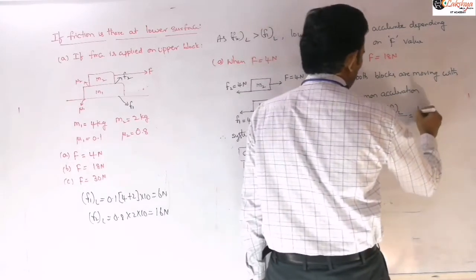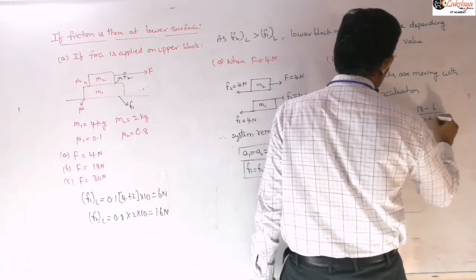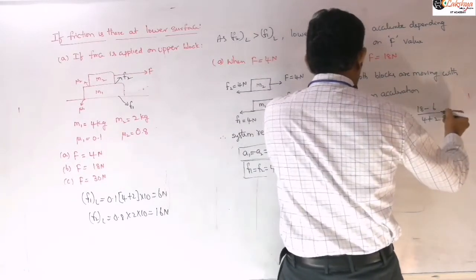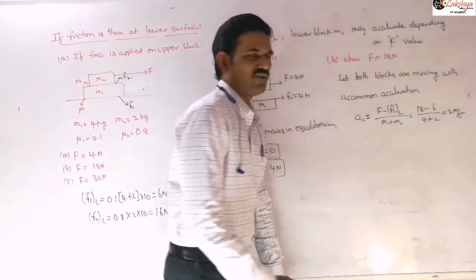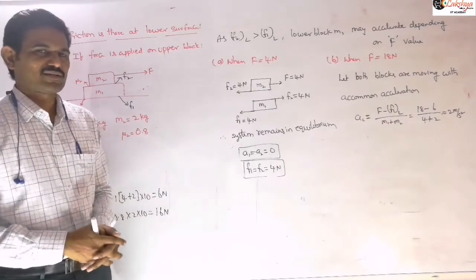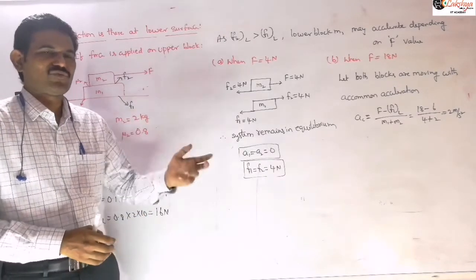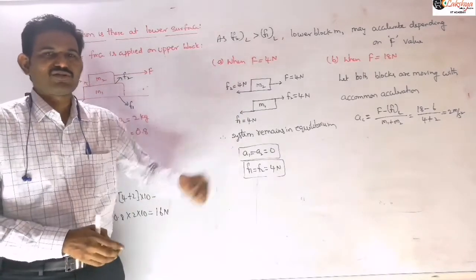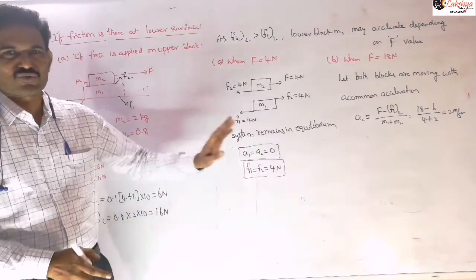So you can write this as 18 minus F1 limiting, which is 6, by 4 plus 2. And so this value is 12 by 6, so 2 meter per second square. So that will be the common acceleration there. Now if 2 meter per second square is the common acceleration, let us calculate this F2 value here. If that F2 value for this acceleration is more than this 16 newtons, then our assumption is wrong, then both are moving with different accelerations. Otherwise our assumption is true, right?